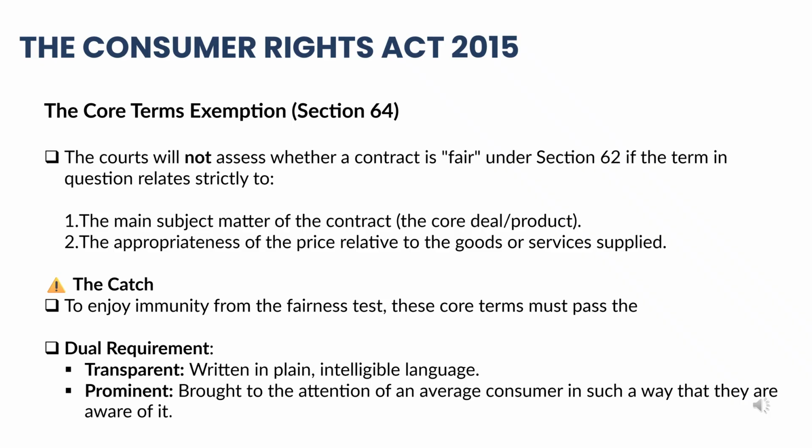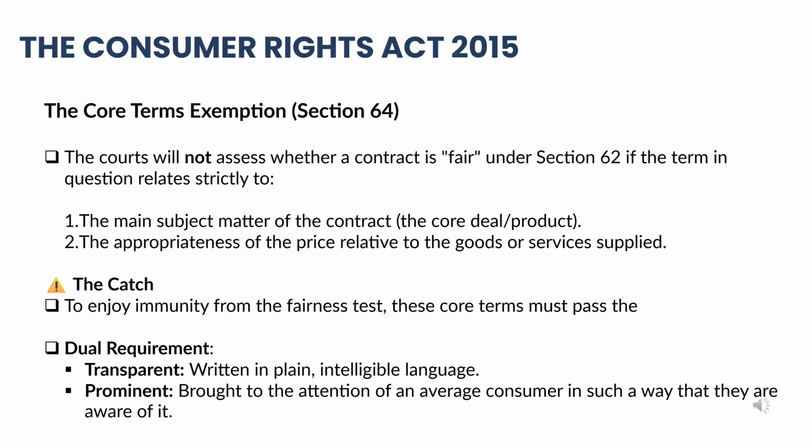As a crucial rule for your essay, Section 64 dictates that the courts will not assess whether a contract term is fair under Section 62 if that term relates strictly to two specific pillars. First, the main subject matter of the contract, which simply means the core deal or the essential product you are purchasing. Second, the appropriateness of the price relative to the goods or services supplied. In short, judges are not there to rescue consumers from a bad financial bargain or tell a business what they are allowed to charge.